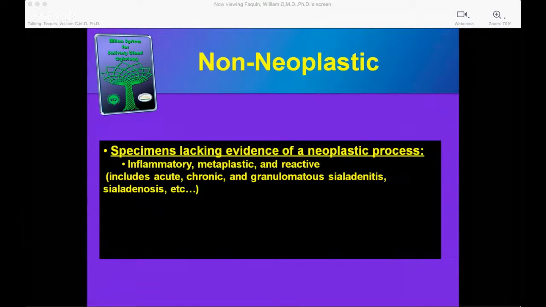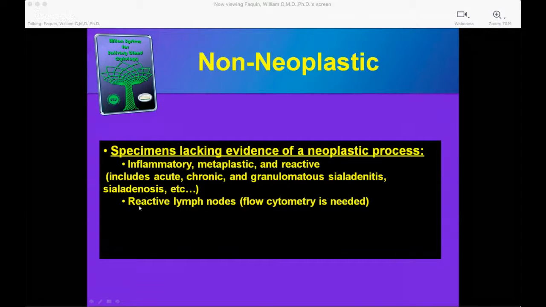Let's move now to the non-neoplastic category. So these specimens are lacking evidence of a definitive neoplastic process. Many of these salivary gland FNAs are going to be inflammatory processes. They may show metaplastic changes and/or reactive changes. And so these aspirates include acute, chronic, and granulomatous sialadenitis. They may also include sialadenosis.